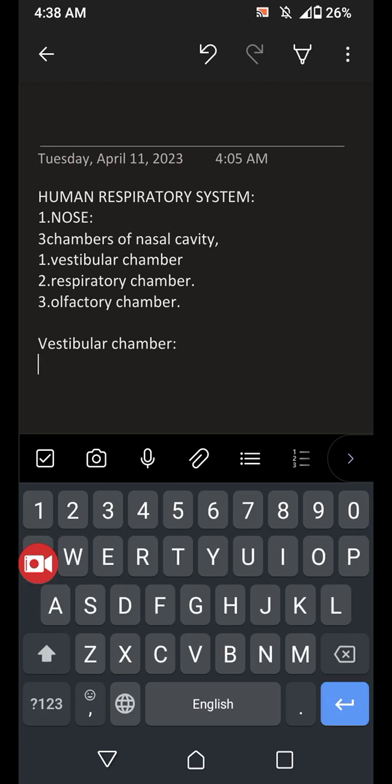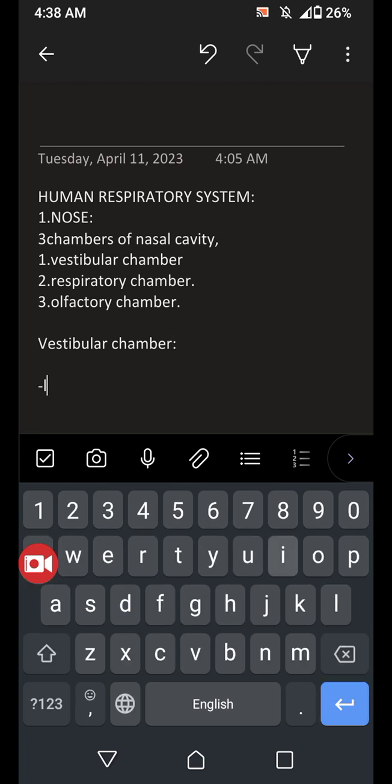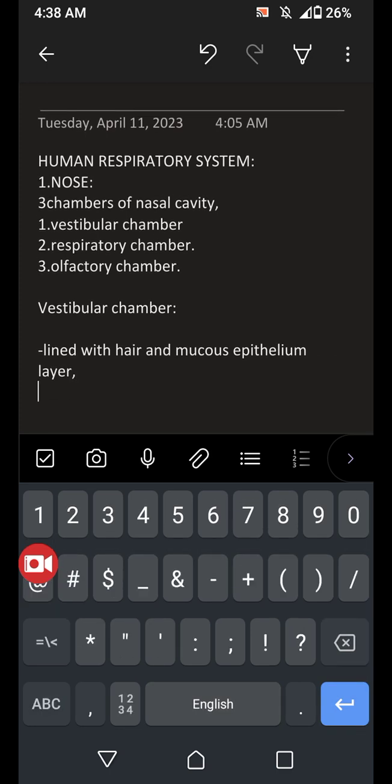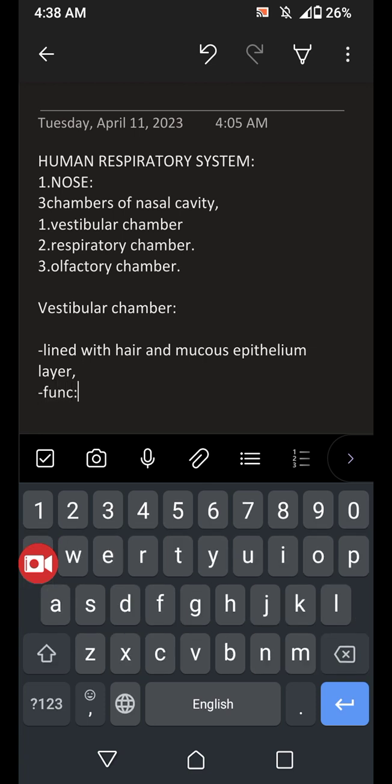vestibular chamber. Basically, this chamber is lined with hair and mucus epithelium layer, and its function is to filter the air that we inhale. Basically, the vestibular chamber is present at the very front part of our nostrils. So inside the nostrils, they are lined with hair and mucus epithelium layer, where the word epithelium is used, where the epithelial cells are used.